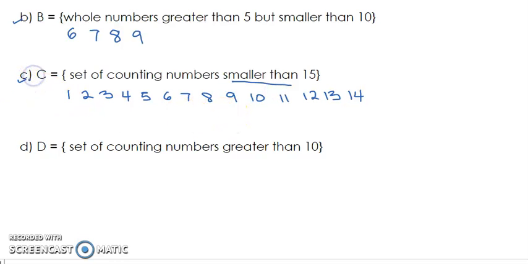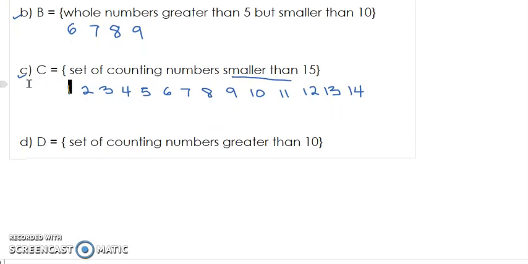Okay, now let's look at the next set. The next set we have there is the set of counting numbers greater than 10. Let's think about that for a while. Is that going to be a finite set, meaning we can count all the members of that set? Or is that set going to be an infinite set, meaning that we can't count them, it just continues on and on? Well, we know counting numbers greater than 10 is going to be an infinite set.